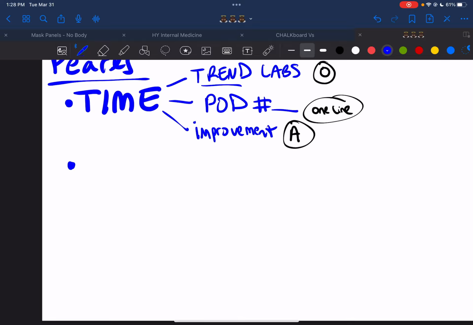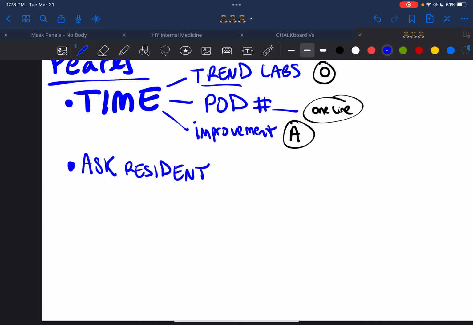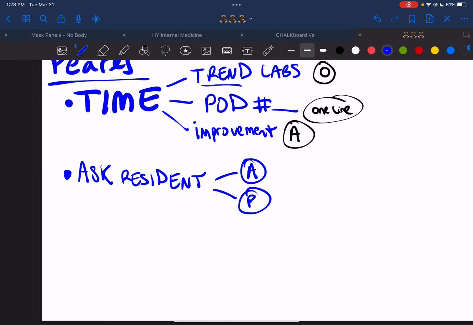Asking the resident. The resident is like your person, your go-to, so you ask them stuff more than you ask the attending. If you're working with residents, you ask them what their plan is. You ask them to critique your assessment and plan, and they'll tell you what to fix. And then when you present to the attending, your assessment and plan will be better.